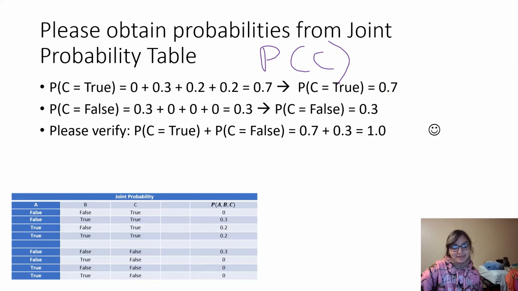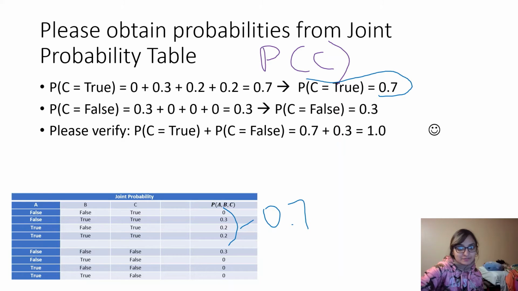Basically, to verify, this is just 0.7 here. That is the probability that C is true. And the probability that C is false is just taken by outcomes when C is false. So we add the 0.3 plus 0 plus 0 plus 0. So that's 0.3 here.